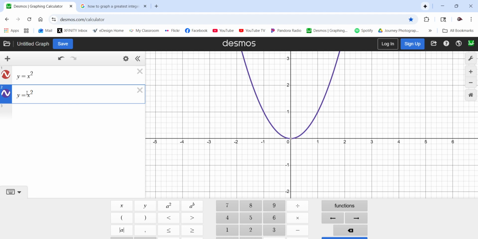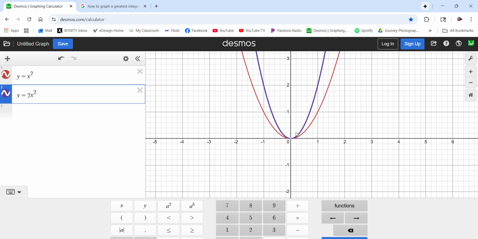Okay, let's see what happens. So I'm going to put a 2. Let's just put a 2, make it kind of an easy number. What if I put a 2 right there? Let's see what it does to that purple one. See, you would have thought that it makes it wider, wouldn't you? But it actually makes it skinnier. Why does it do that?